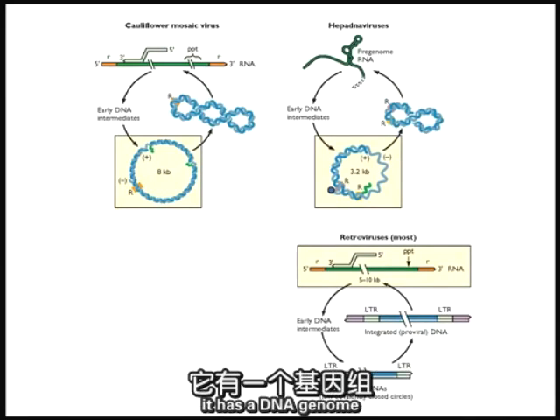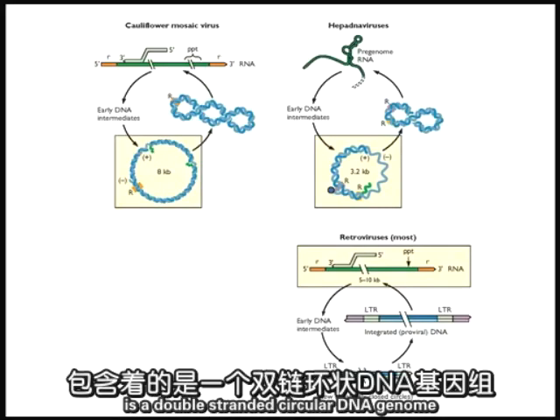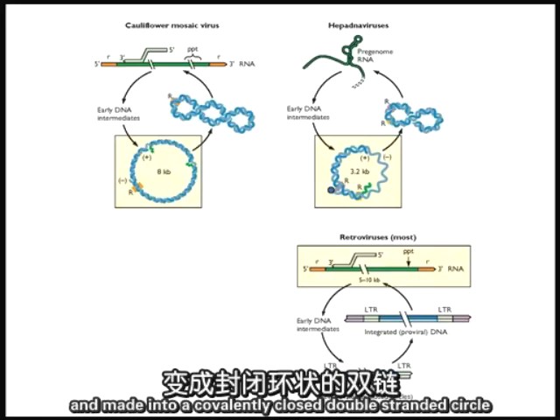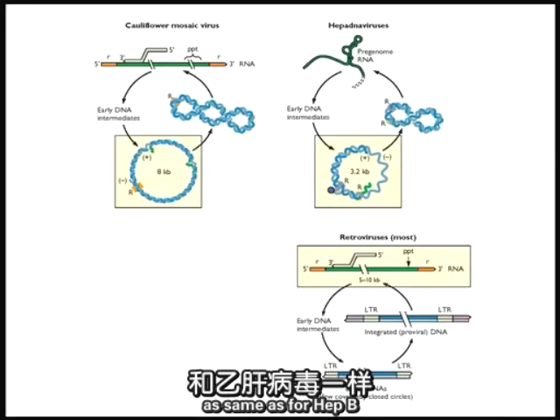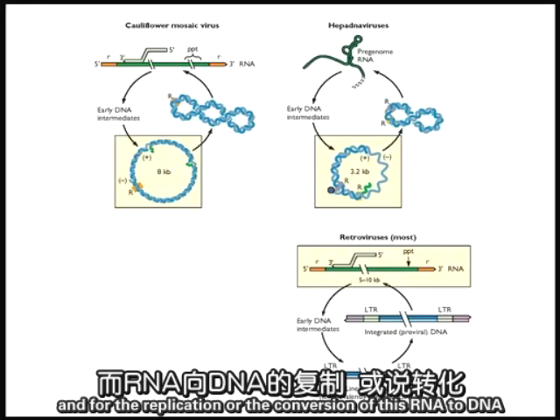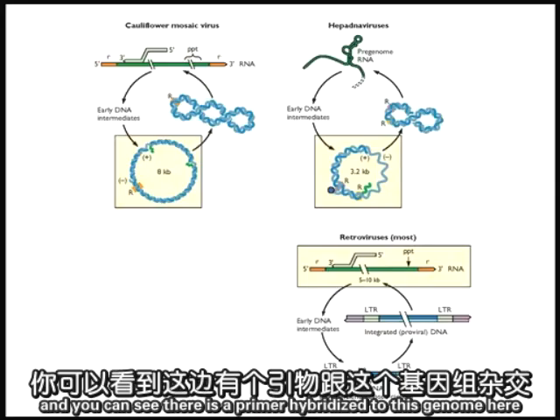It has a DNA genome. As you can see in the yellow box, what is packaged in virions is a double-stranded circular DNA genome. When this viral genome gets into cells, it is repaired and made into a covalently closed double-stranded circle, same as for Hep B. And then this is the substrate for the production of viral RNA. And the replication, or the conversion of this RNA to DNA, is accomplished by a viral reverse transcriptase. And you can see there is a primer hybridized to this genome here.